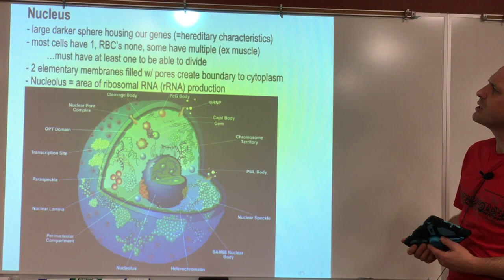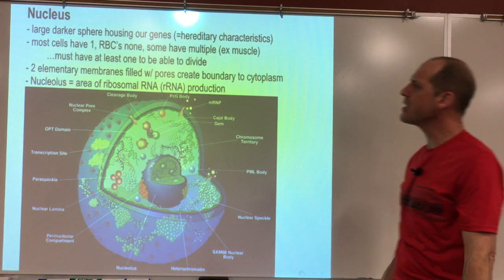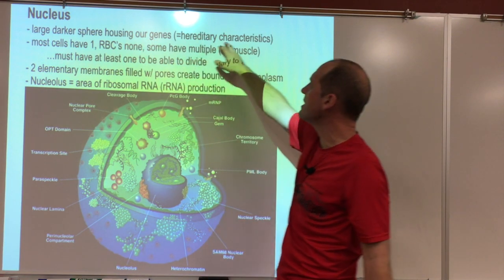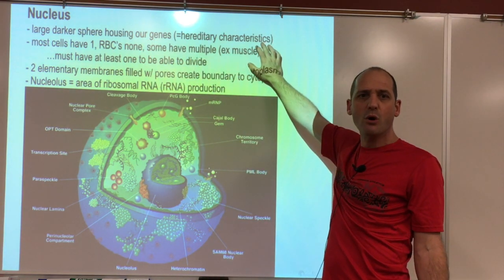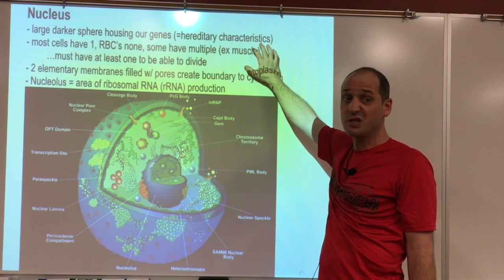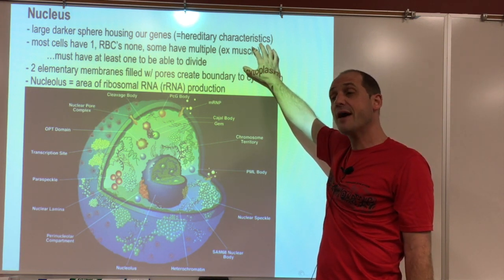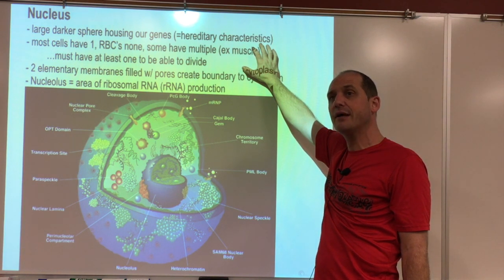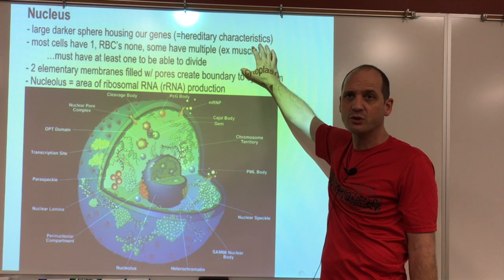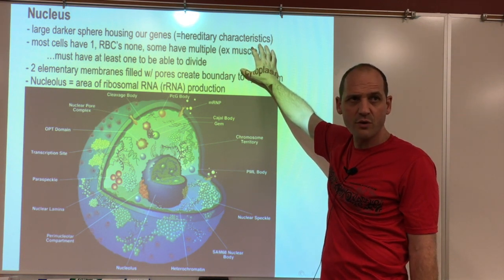So that brings us to the nucleus, and that's a large sphere on the inside of the cell that houses our genes, and that's the hereditary characteristics. Most cells have a nucleus. Some cells don't have a nucleus, like red blood cells. If they don't have a nucleus, that means they cannot divide. Red blood cells don't need to divide. They just need to carry oxygen. That's all they need to do.